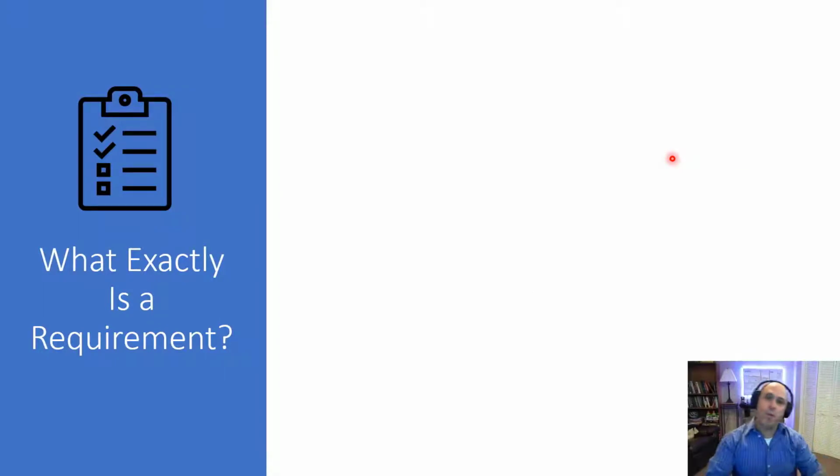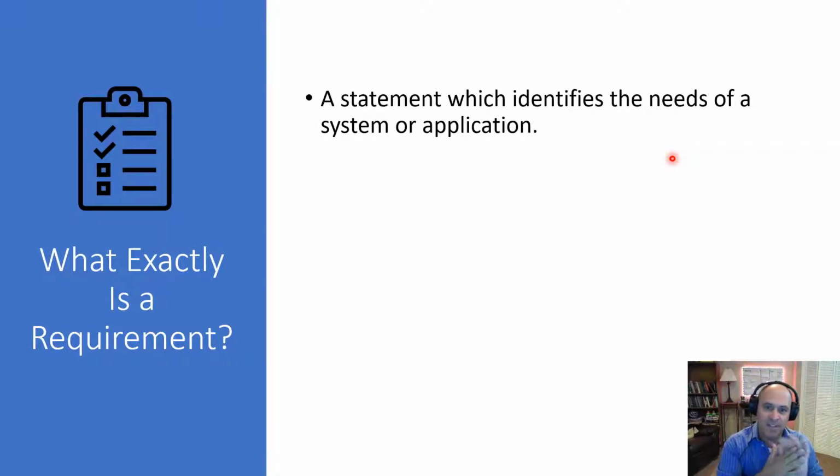Requirement, requirement, requirement, requirement. So what exactly is a requirement? A requirement is simply a statement which identifies the needs of a system or an application. Your requirement for a car might be that it seats 4 people. So that immediately rules out cars that only seat 2 people. Your requirement for a car might be that it has all-wheel drive or 4-wheel drive because you live in an area of the world where it snows a lot and you need better traction. So those are examples of real-world requirements that we might need when shopping for a car.